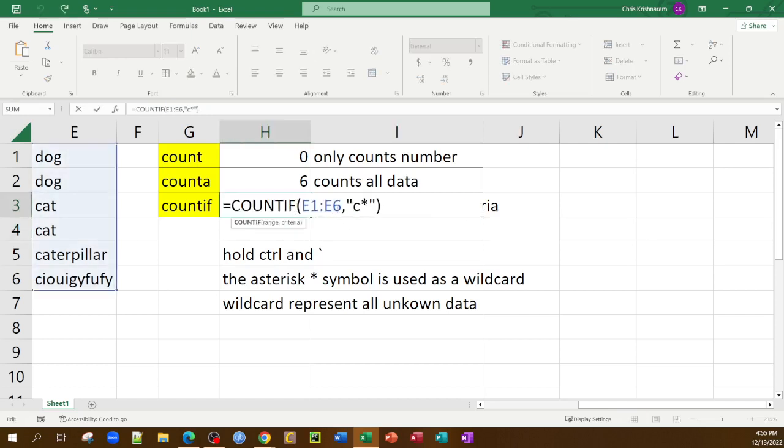You guys tried it? Yes, sir. Now you can also put the asterisk in front of the C. So if C asterisk is going to look for everything that starts with the letter C, what do you think was going to happen if you put the wildcard in front of the letter C? What do you think it's going to look for?